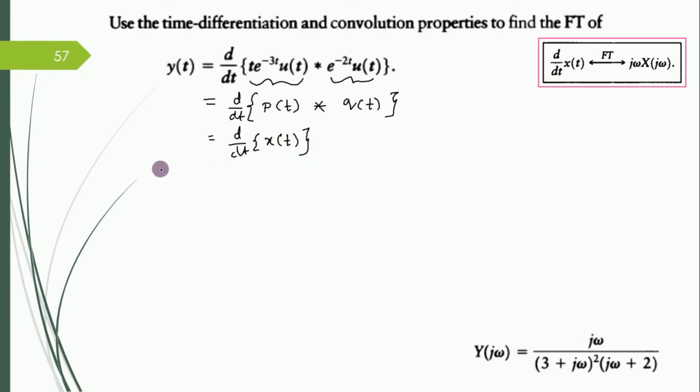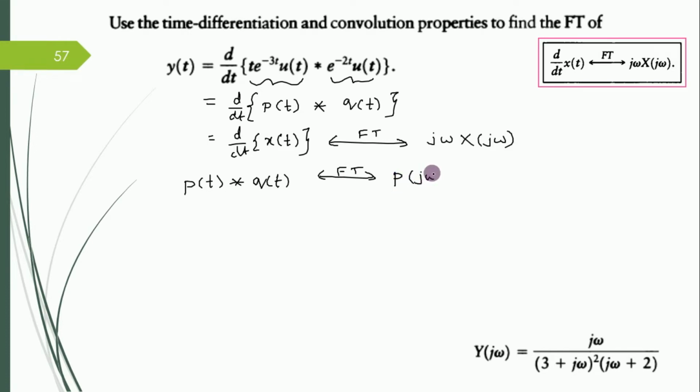So d by dt of x of t's FT pair is j omega capital X of j omega. You already know it. And p of t convolved with q of t: convolution in the time domain becomes multiplication in the frequency domain, so capital P of j omega into capital Q of j omega. This is what happens. Now capital P of j omega means what? t into e raised to minus 3t u of t. Just now we derived the formula for it: 1 divided by a plus j omega whole square.